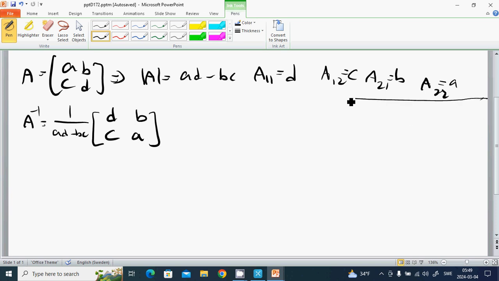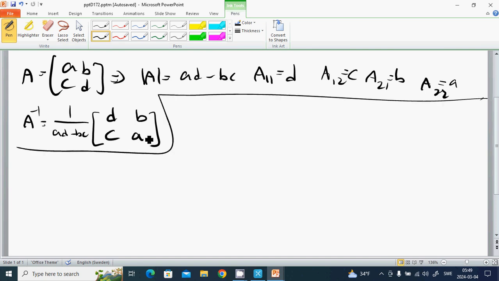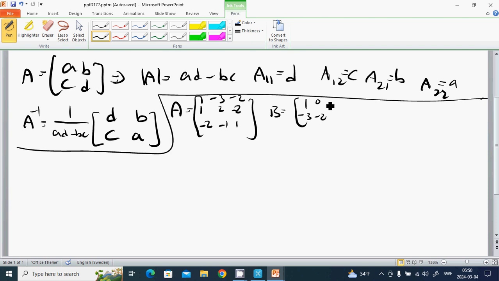So we have an example. If A equals 1, minus 3, minus 2, 1, minus 2, minus 2, minus 2, minus 1, 1. And B equals 1, 0, minus 3, minus 2. And C equals minus 2, 0, 1, 1, minus 1, 2.